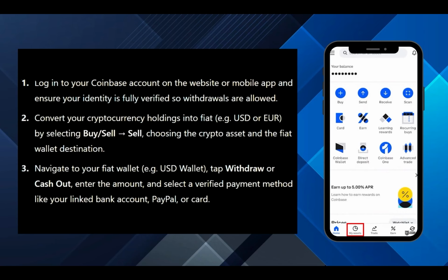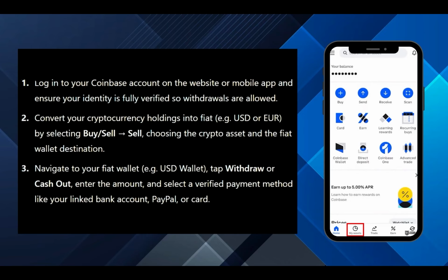First, log in to your Coinbase account on the website or mobile app, and make sure your identity is fully verified so withdrawals are allowed. Then, convert your cryptocurrency holdings into fiat currency such as US dollar or euro by selecting buy or sell, then sell, choosing the crypto asset and the fiat wallet as the destination.